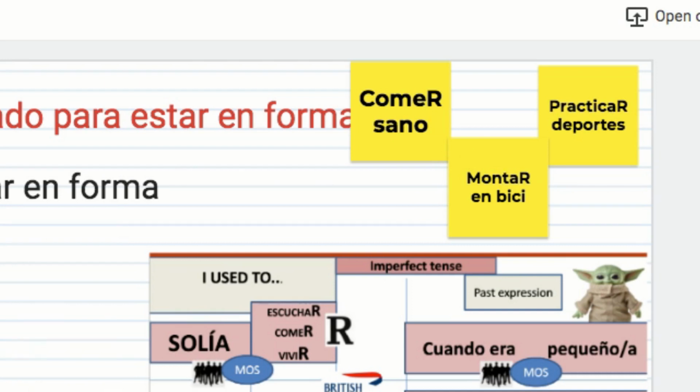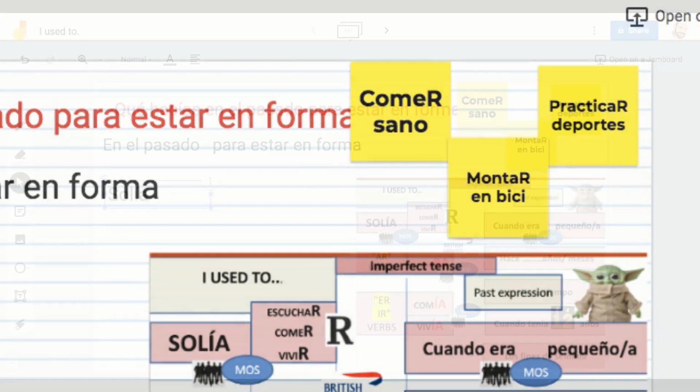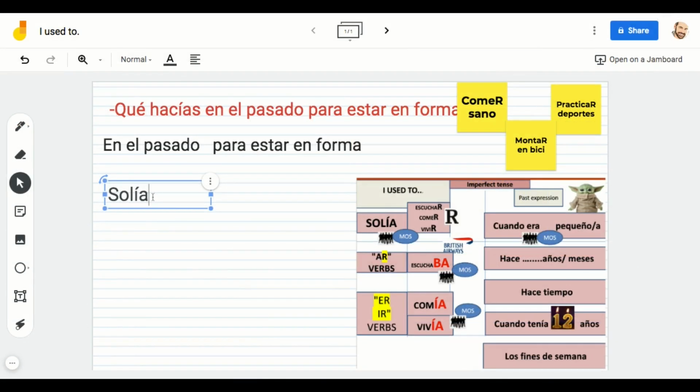So the first thing we're going to do is use the first way to talk about I used to, where you don't need to change anything. And you're going to see how easy it is to use the imperfect tense properly. So let's do it with solía and then some of these verbs. Here we have solía, which means I used to, and then we're going to use the first verb, comer sano. I used to eat healthy, okay?